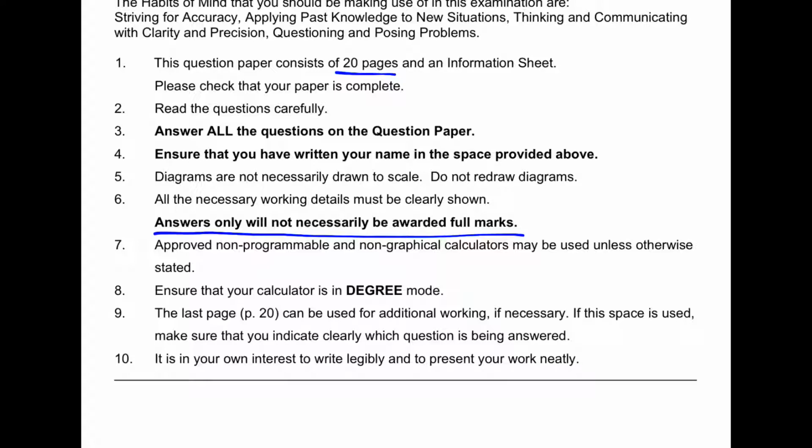Ensure that your calculator is in degree mode. This is particularly for the AP girls because your calculator might have been in radians since your last test or whatever that you did. And also look for information about rounding. All right, so there's no information about rounding here, which means that it will be given in the actual question.